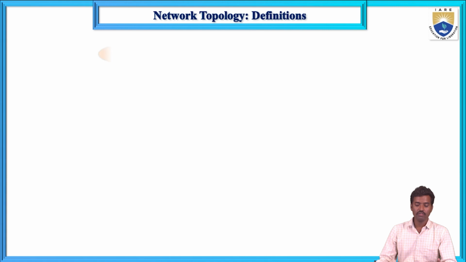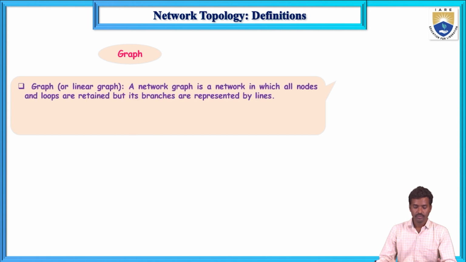Now, first, the graph definition. What is meant by a graph? A graph is a network graph. A network graph is a network in which all nodes and all loops are retained, but its branches are represented with lines. Suppose this is the graph.